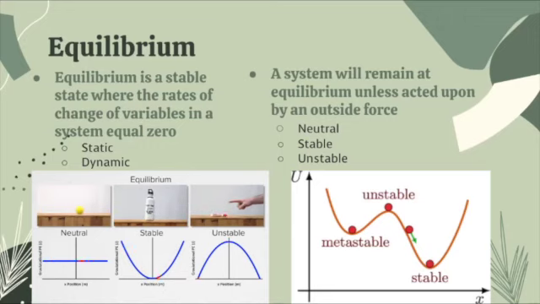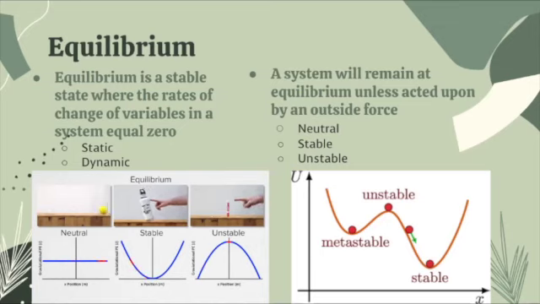In that case, the amount of water in the bathtub would stay the same even though there are flows in and out of that stock. A system will remain at equilibrium unless acted upon by an outside force, and how the system responds to that outside force tells you if that sort of equilibrium is neutral, stable, or unstable.